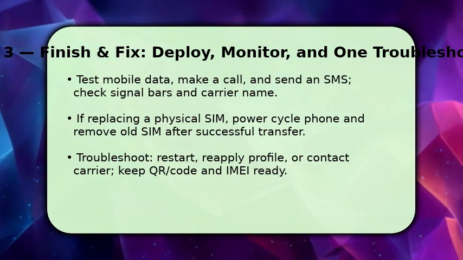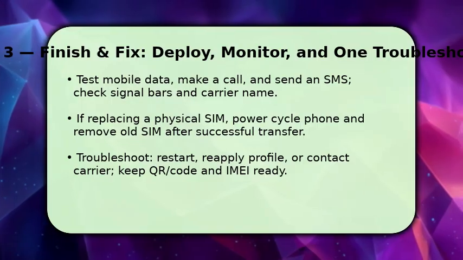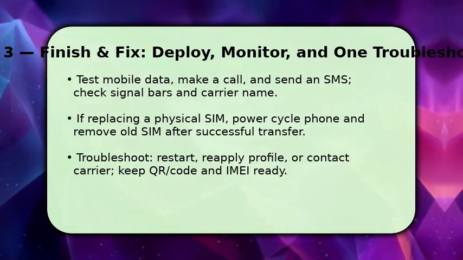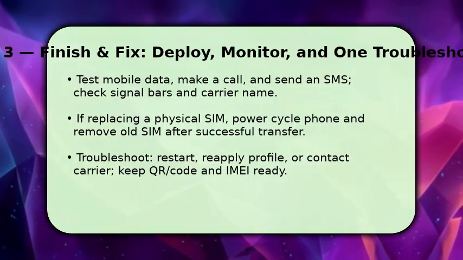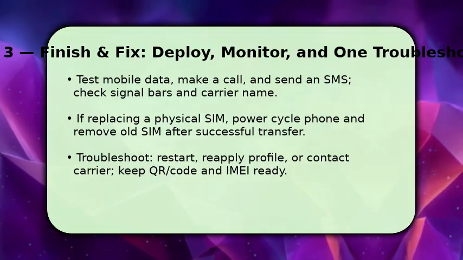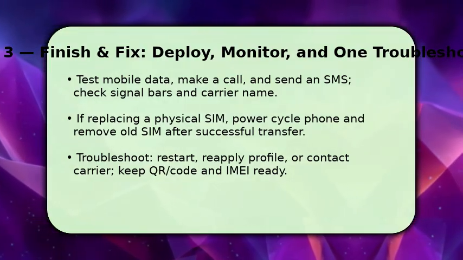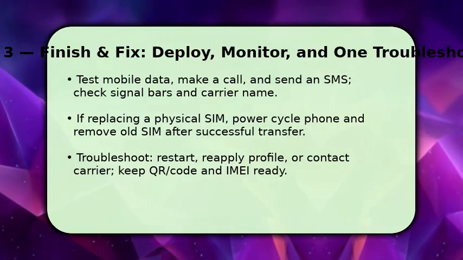Verify the eSIM by testing mobile data, making a call, and sending an SMS while watching for signal bars and the carrier name. Once confirmed, if you're replacing a physical SIM, power cycle the phone and remove the old SIM to avoid conflicts. If something goes wrong, restart the phone, reapply the eSIM profile, or remove and reinstall it.